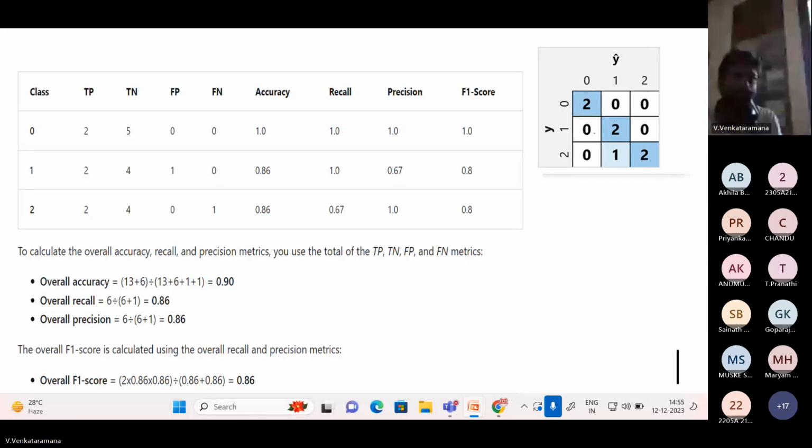Now we will move to the next topic, that is called clustering.